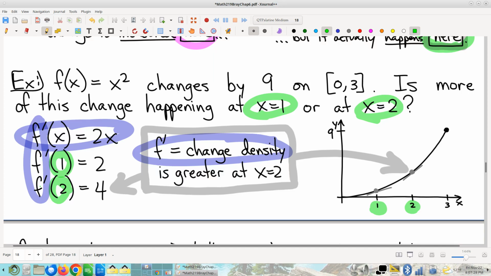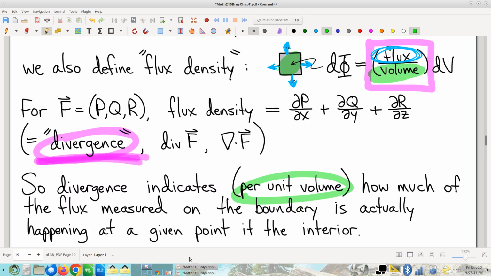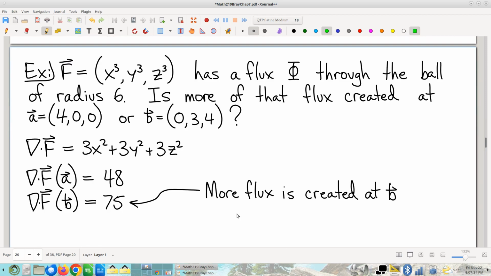So I'm going to say we're going to do a morally equivalent thing here. Let's ask now, in a different geometric context, with a different accumulating quantity, now flux instead of change: is there more of that at this point or at this point? We've got this stuff called flux. Yes, it's computed on the boundary, of course it is. But we're viewing it as stuff distributed throughout the interior. Is there more here or is there more there? How do you tell where there's more of that stuff?